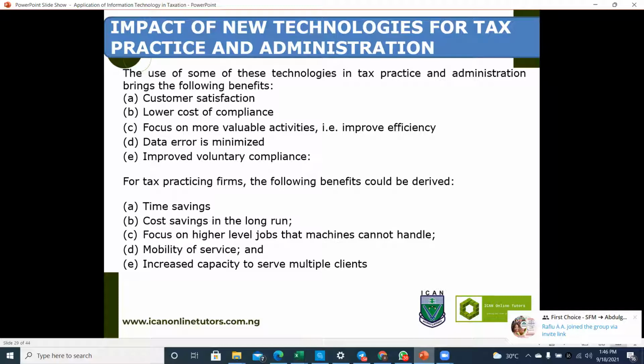And for tax professionals or tax practicing firms, it saves that time, the time of commuting from the office to the tax authority offices. It saves cost of transportation, stress, and the likes in the long run, and it helps them focus on higher level jobs that machines cannot handle. The mobility of service and increased capacity to serve multiple clients.